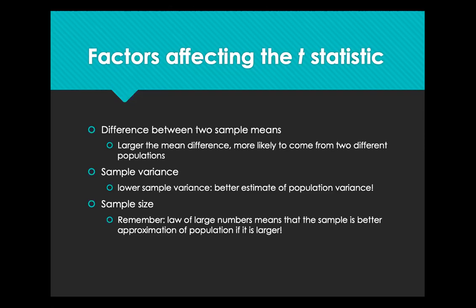Also, sample variance. The lower the sample variance, the better the estimate of population variance. And lastly, sample size. Remember, the law of large numbers tells us that the larger the sample, the better the approximation of the population.